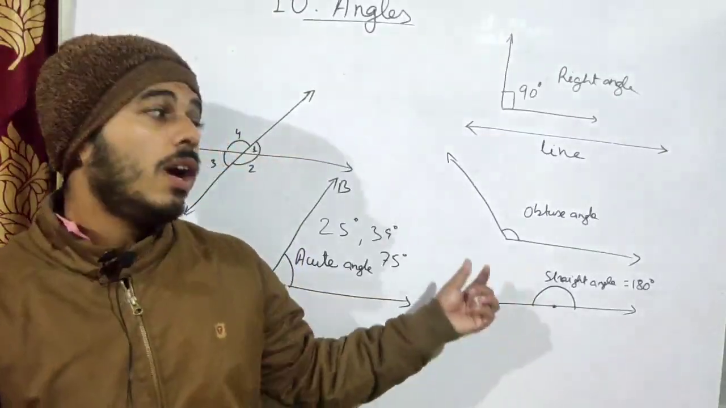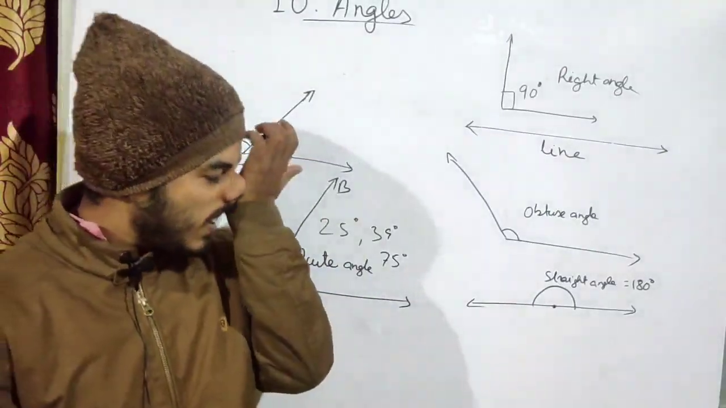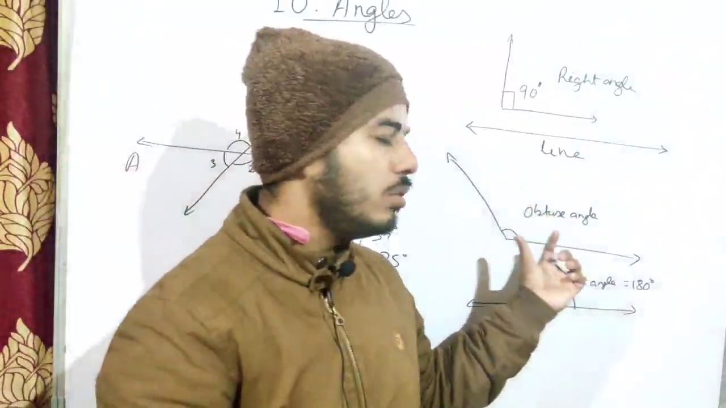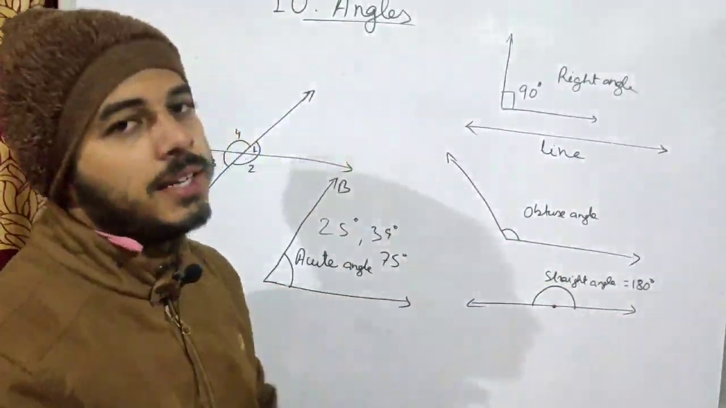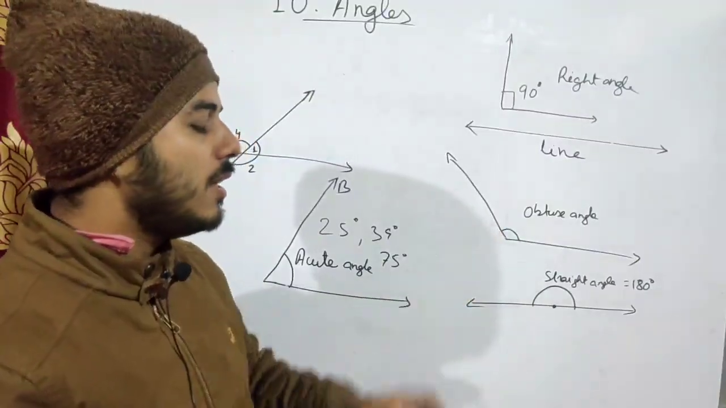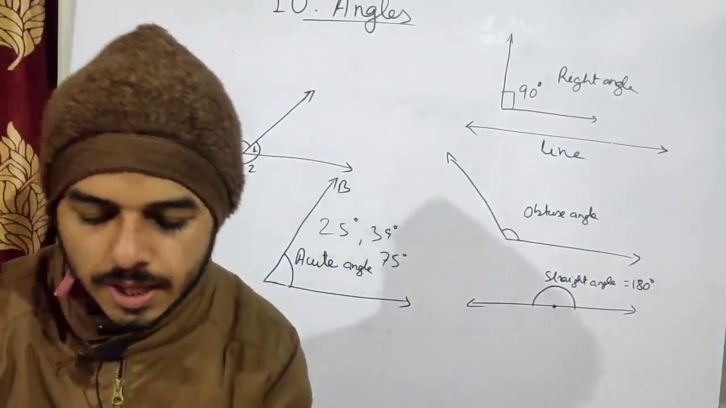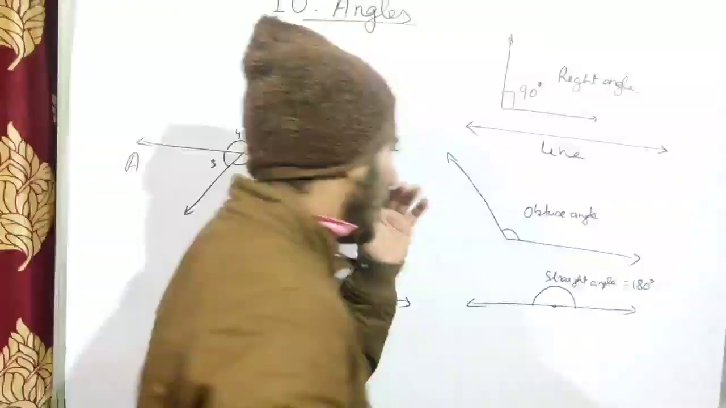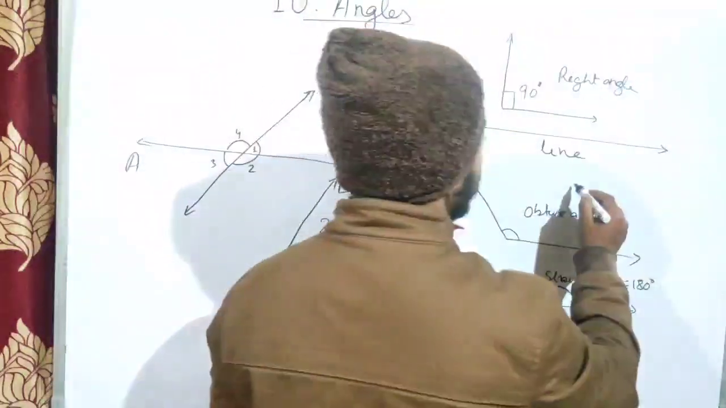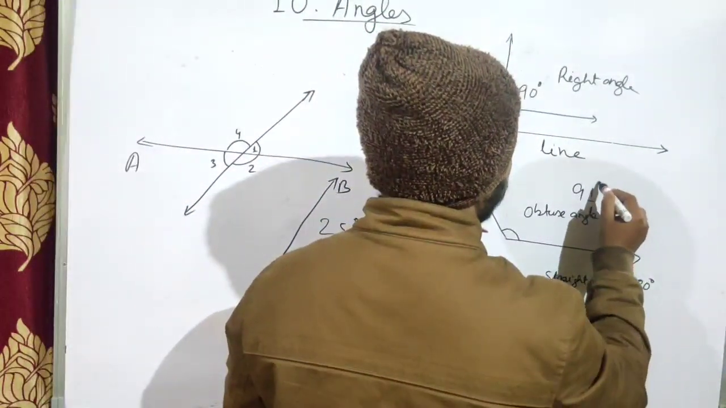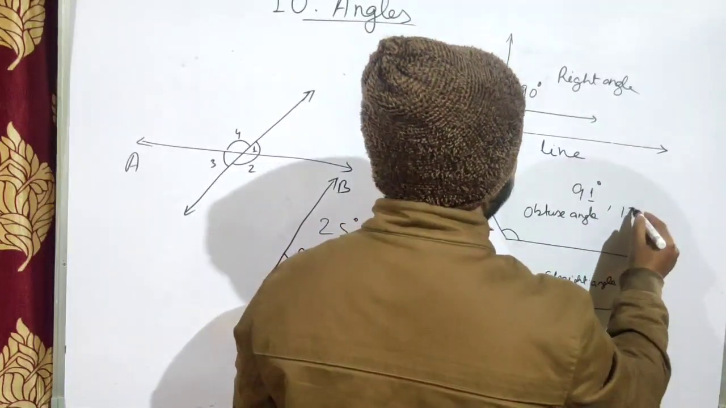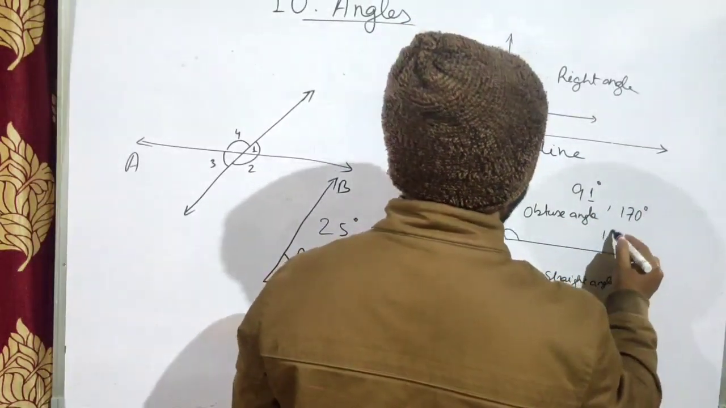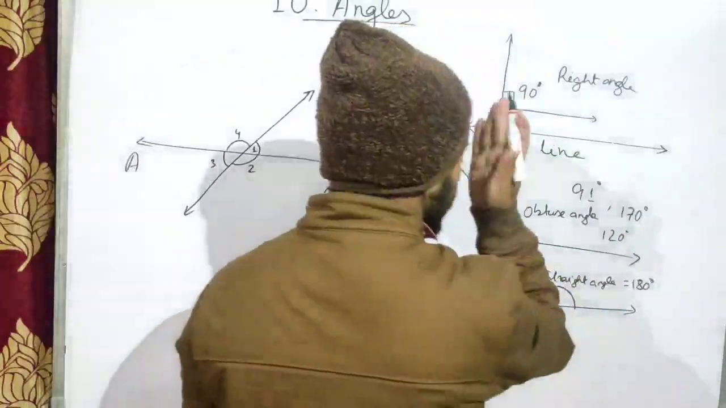What did I tell you? Obtuse angles are angles which are more than 90 degrees and less than 180 degrees. Such types of angles are known as obtuse angles. For example, 91 degrees. 91 degrees is more than 90 degrees, isn't it? Then 170 degrees, 120 degrees. These are the obtuse angles.